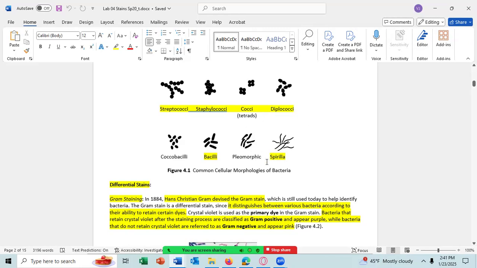You can have cells which are pleomorphic, and they take on many different shapes. This is sort of a cross between a bacilli and a spirilla, and that one's not even bacilli shaped. And then you can have coccobacilli. That is a cross between a bacilli and a cocci. Any questions about some common cellular morphologies and then the three basic shapes of the bacteria? The three basic shapes are the cocci, the bacilli, and then the spirilla.